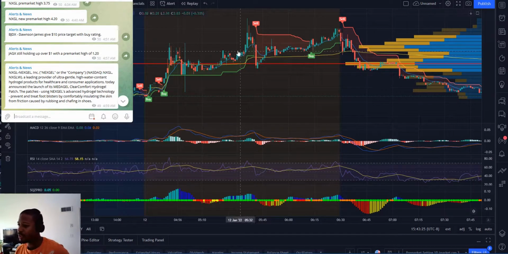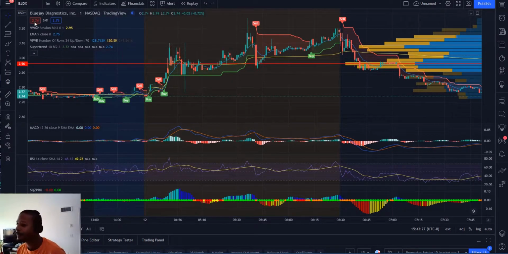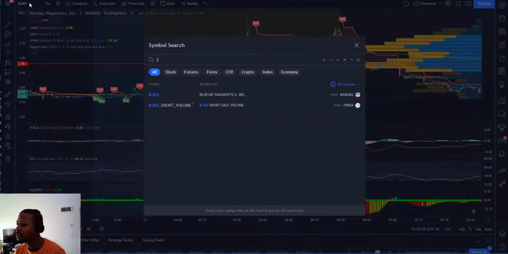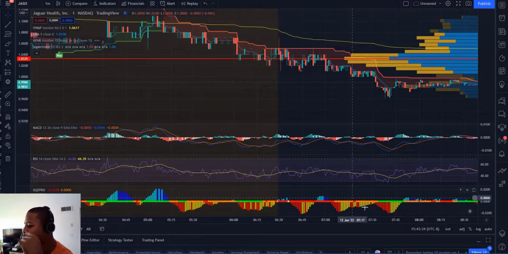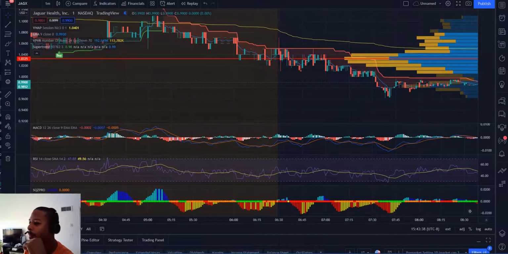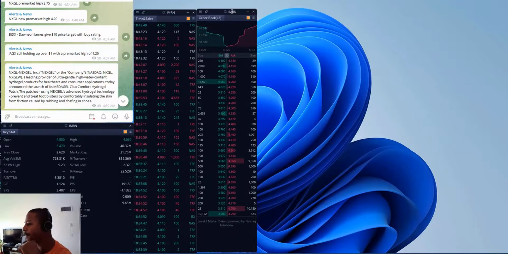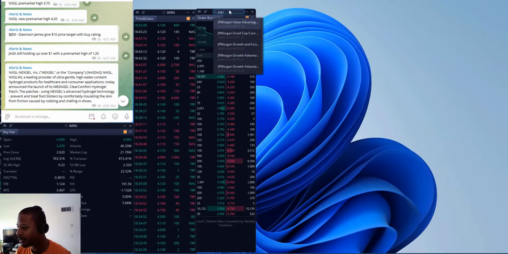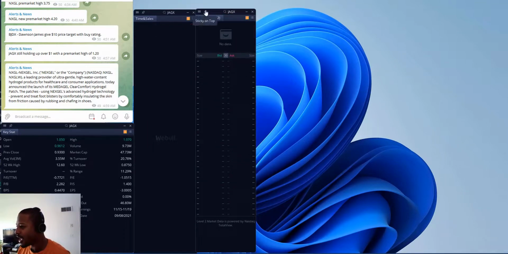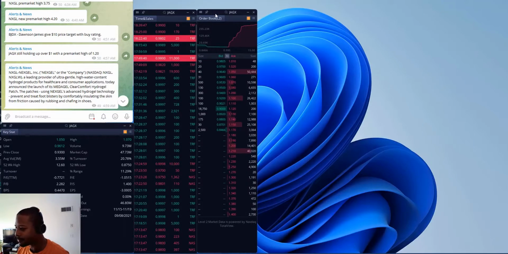Then you got JAGX. Sorry. Let's see here. JAGX. Now, I know the admins were kind of looking at that one. I was too, to a certain extent, but I know the history of JAGX, and the longer that you're in the game of trading, you're going to start to learn how particular stocks act. It's almost like they have a mind of their own.